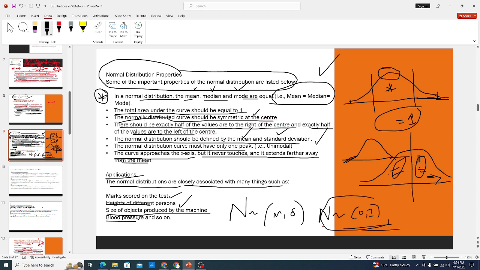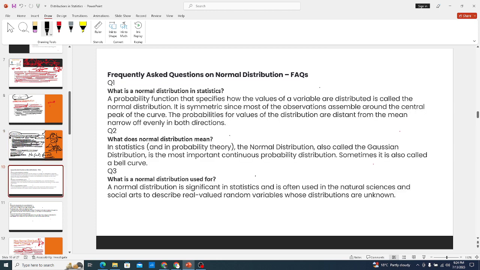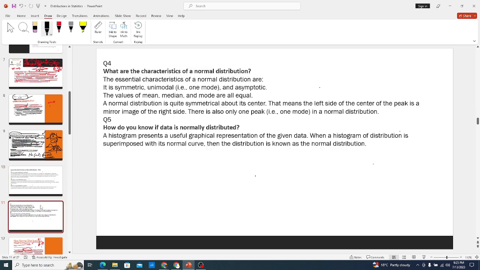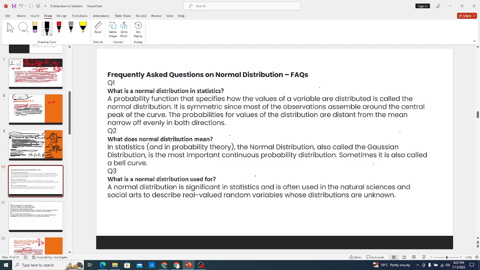All right, good. We usually have frequently asked questions about normal distribution, like what is normal distribution in statistics, what does normal distribution mean, what is normal distribution used for, what are the characteristics of a normal distribution, and how do you know if your data is normally distributed. Let's start with the first one.